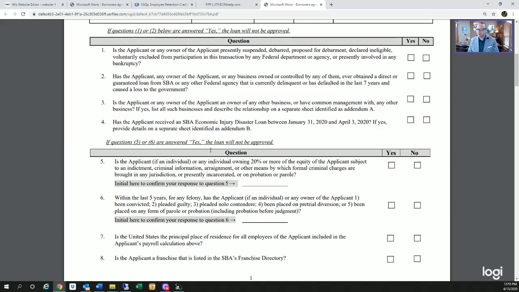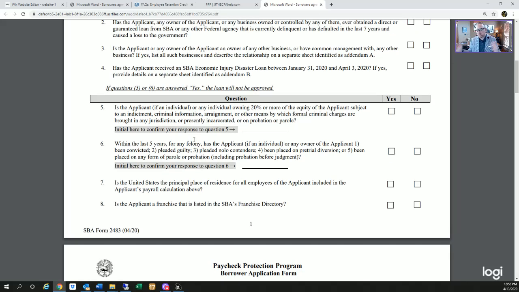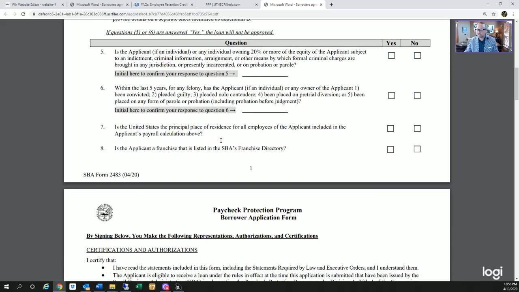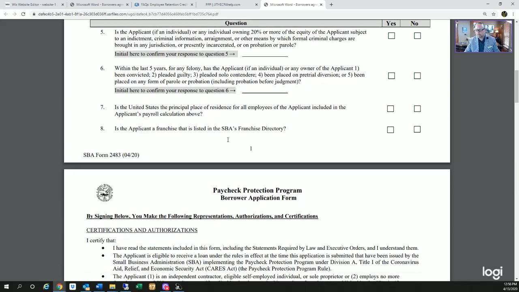Has the applicant received an SBA injury, blah, blah, blah? Then have you gotten an EIDL? Mark it yes. Okay. You're obviously including it up above. And the reason they want to know that is so that they know how much to subtract out. Then you're just answering these other questions. So, with all due respect, you just read them. Just read them. Okay? Just read them.